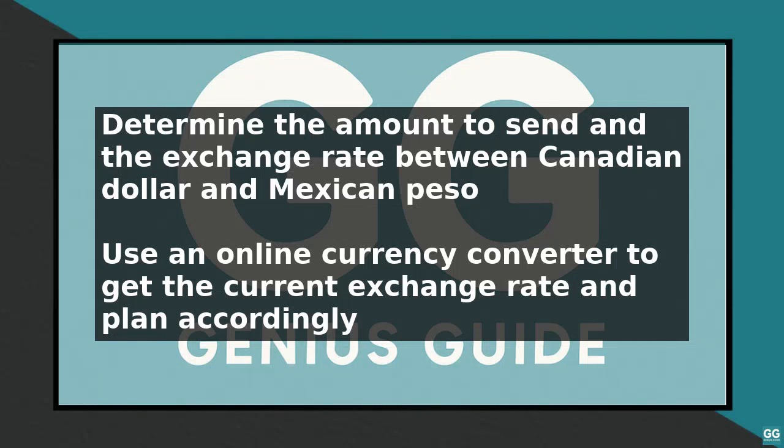To send money from Canada to Mexico, you will need to follow a series of steps. First, determine the amount you want to send and the exchange rate. You can use an online currency converter to get the current exchange rate between the Canadian dollar and the Mexican peso. Next, choose a method for sending the money.